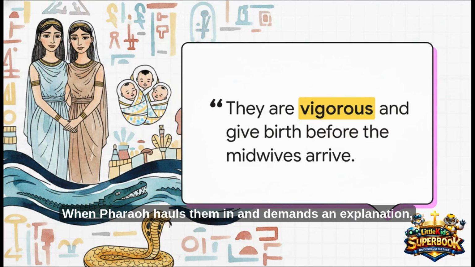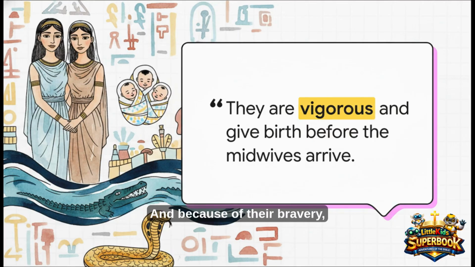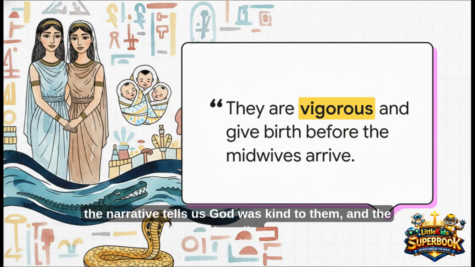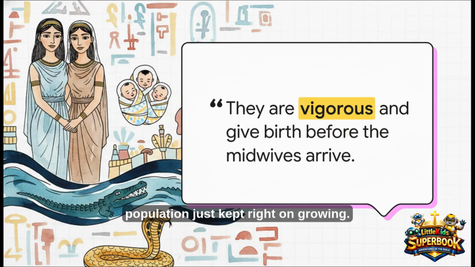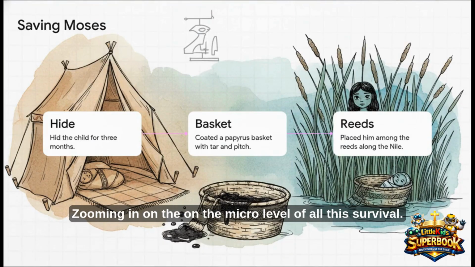When Pharaoh hauls them in and demands an explanation, they offer this incredibly clever, subversive excuse. They tell him Hebrew women are not like Egyptian women. They are vigorous and give birth before the midwives arrive. And because of their bravery, the narrative tells us God was kind to them, and the Israelite population just kept right on growing.